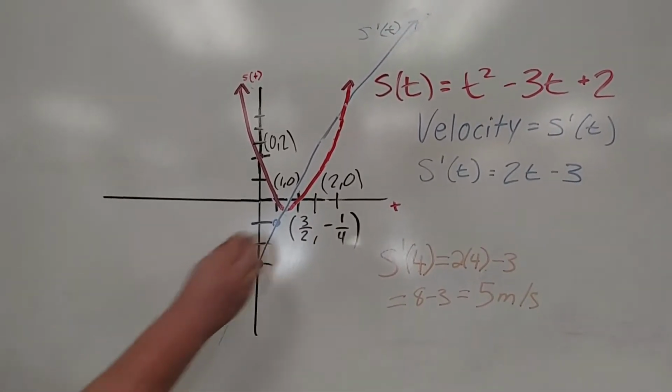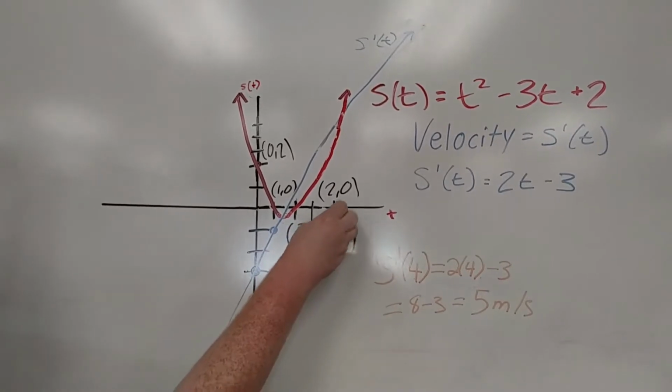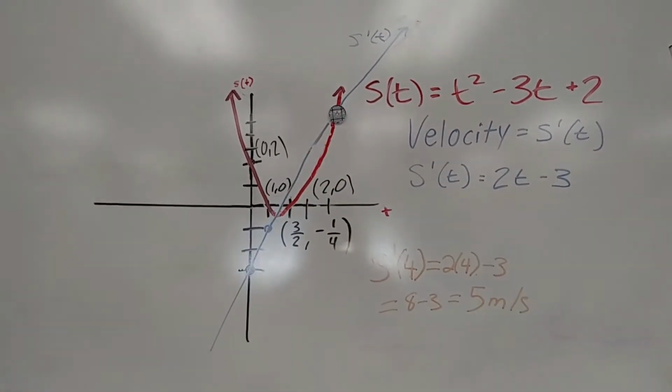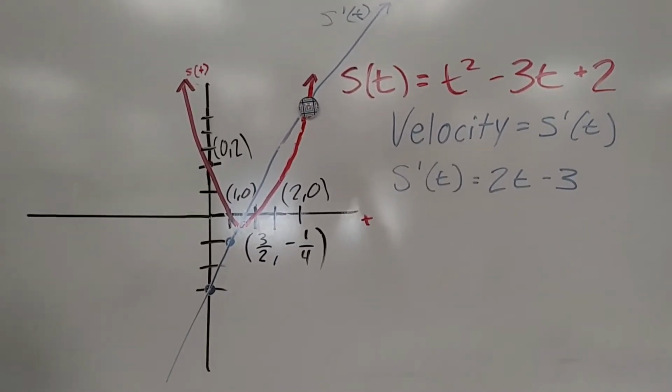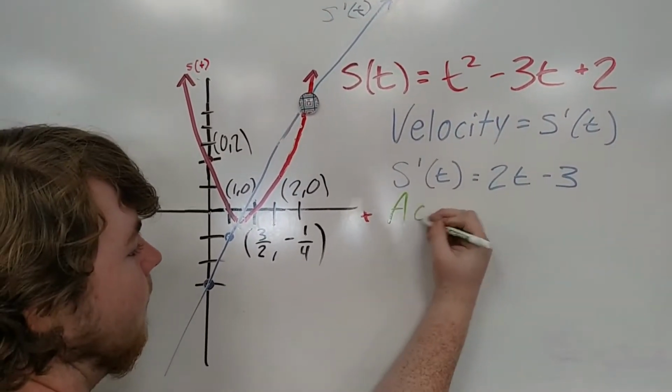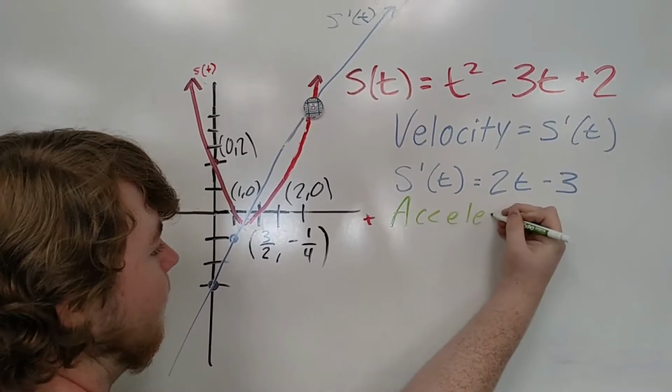In our case, acceleration is a horizontal line at s prime t equals 2. As time is no longer a variable in the acceleration function, the acceleration will always be equal to 2 meters per second squared.